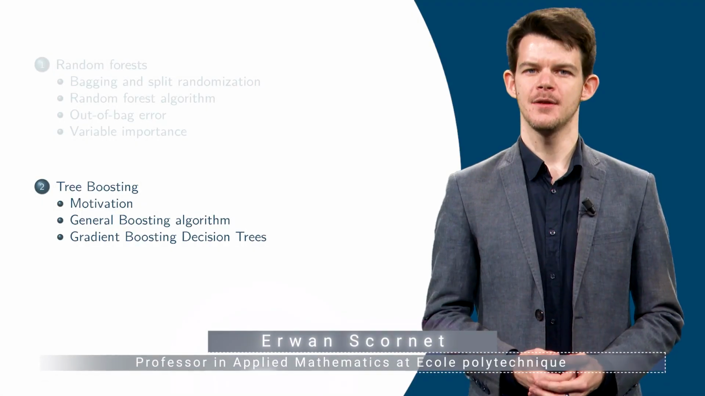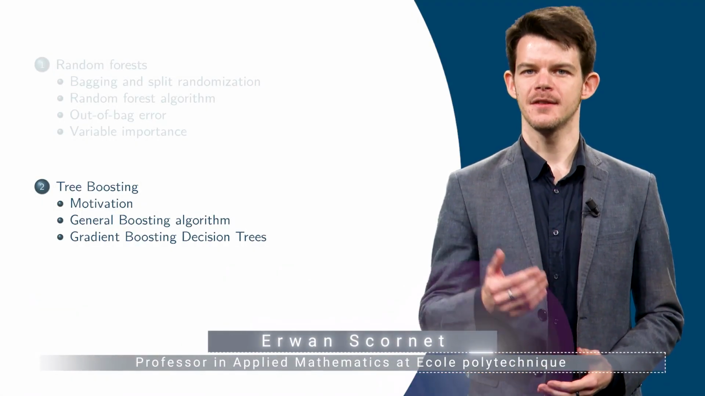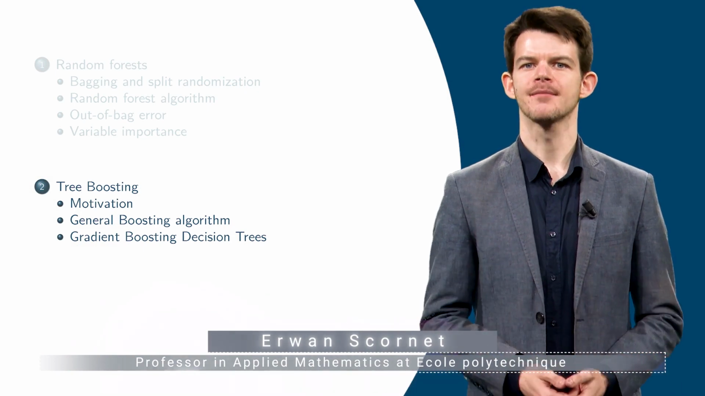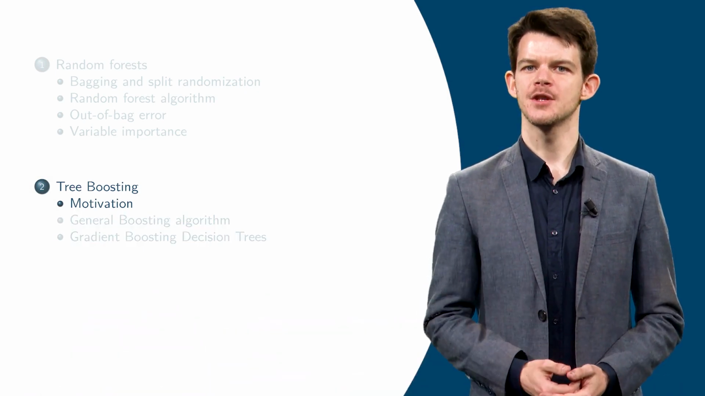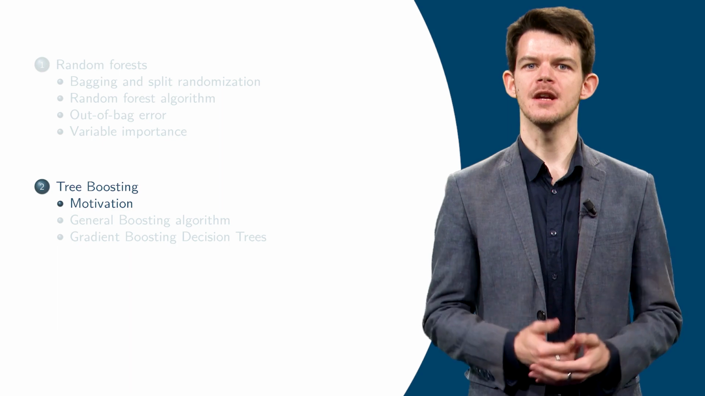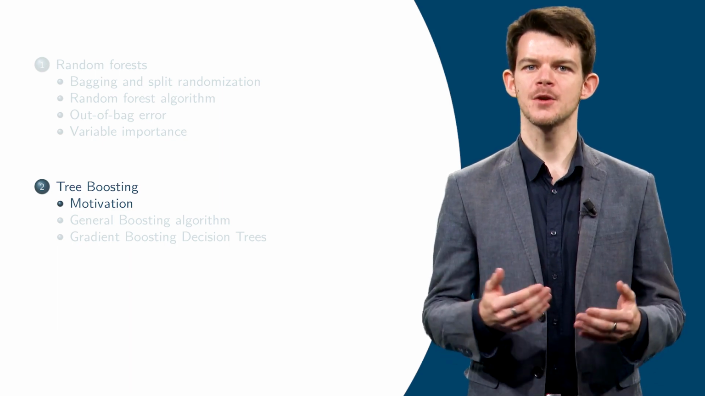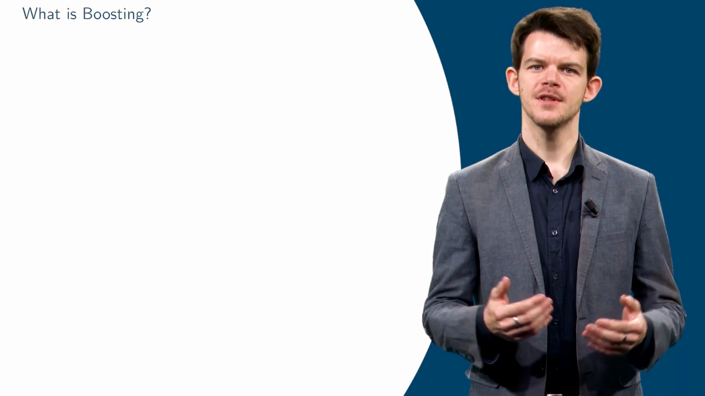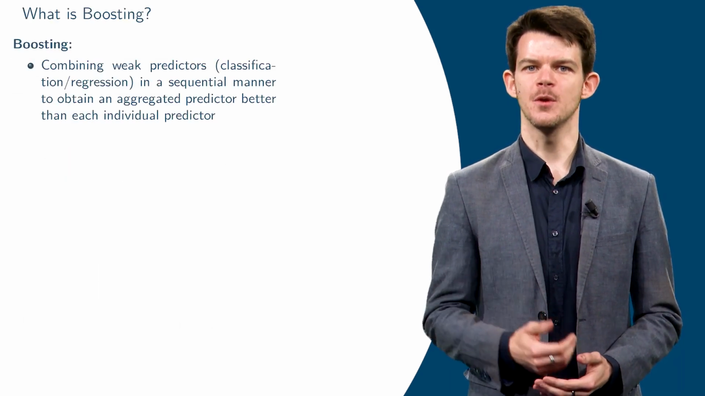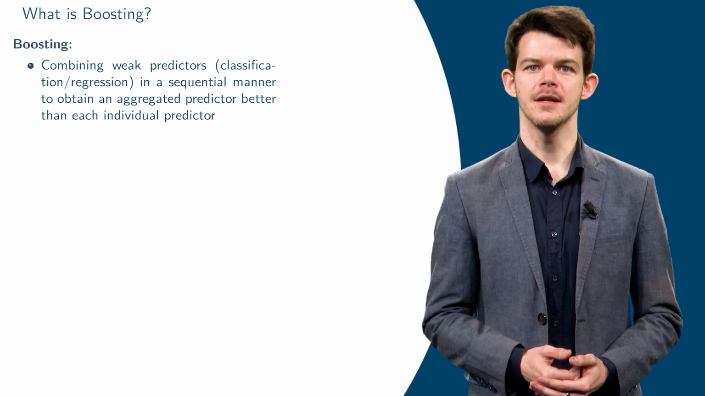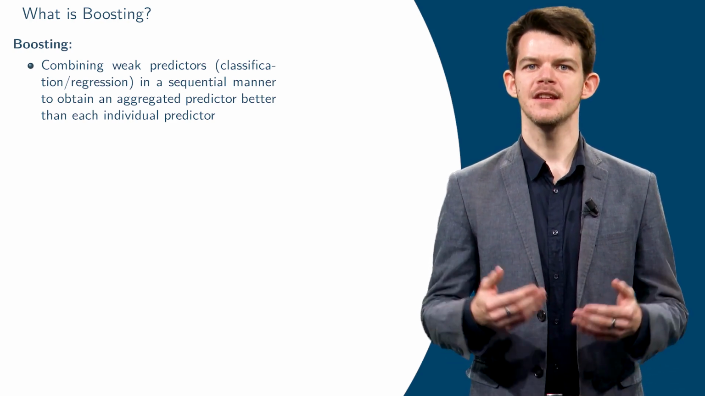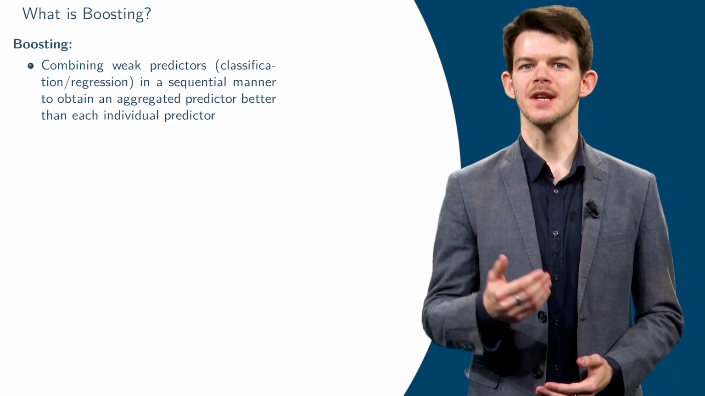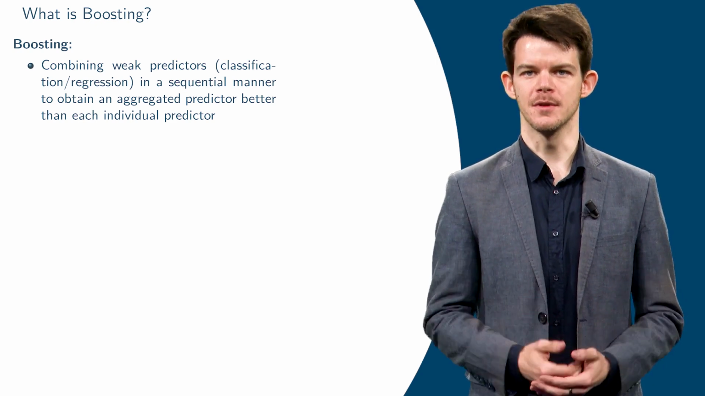We will now look at the other ensemble method based on decision trees, boosting. We will start with a generic presentation of boosting, then we will study the algorithm in detail, which we will particularize to the case of decision trees. Boosting consists in aggregating individual predictors that are weak, i.e. not very predictive, in a sequential manner in order to obtain an aggregated predictor with better performance.